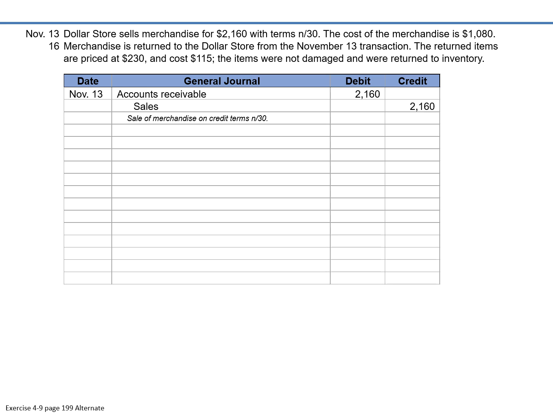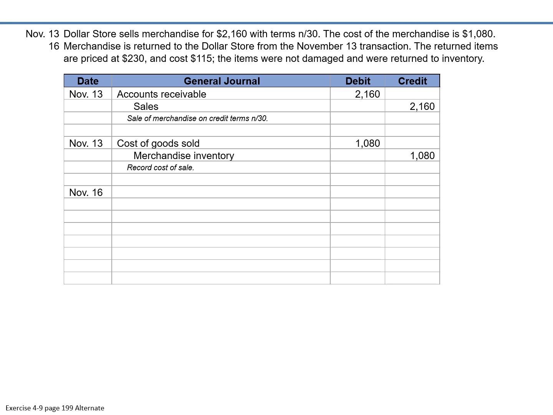Then we also need to recognize the cost piece of our sale. So we're going to increase cost of goods sold for the cost of the goods they sold, which they tell us is $1,080. And we're going to decrease merchandise inventory for the items we no longer have because we've sold them. Credit of $1,080. Then on the 16th, merchandise is returned to the dollar store from the November 13th transaction.